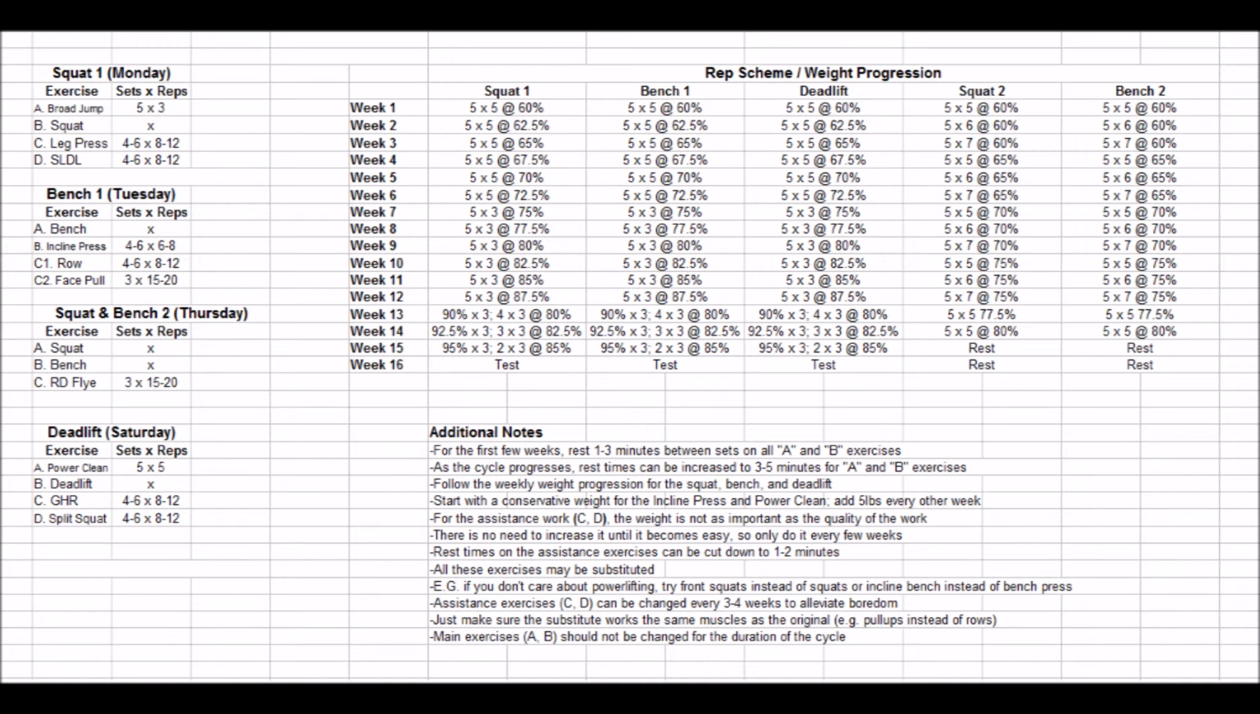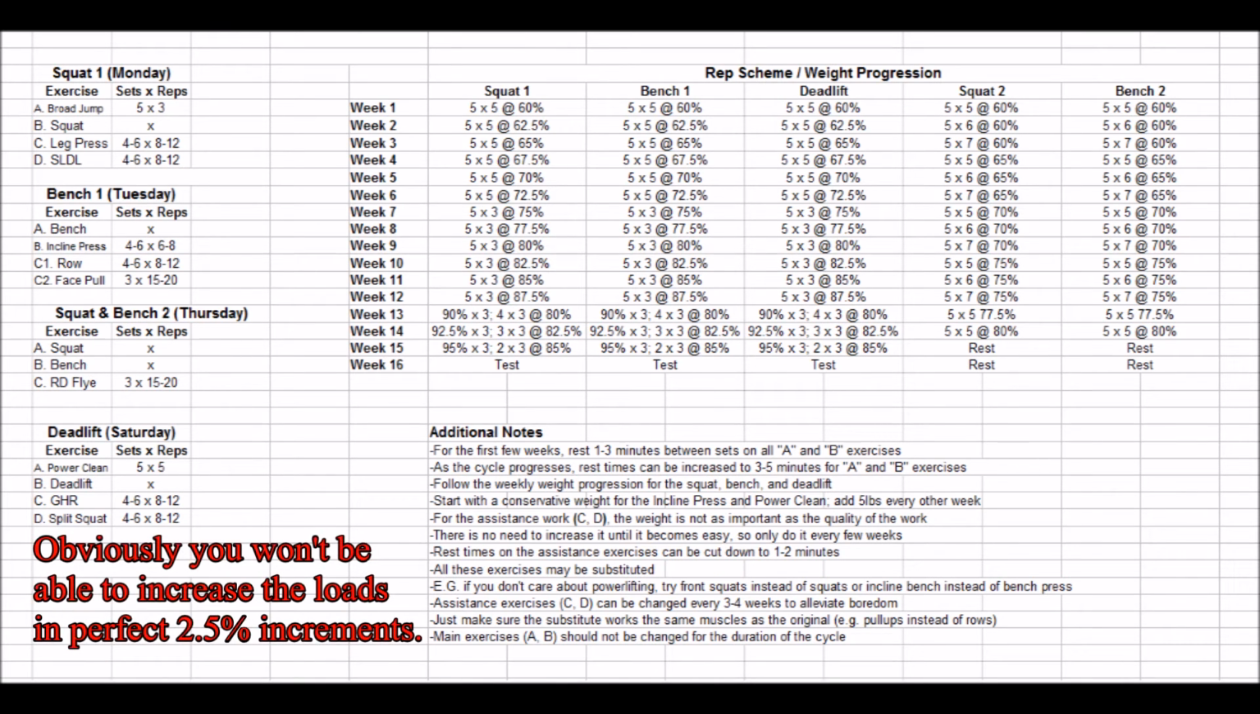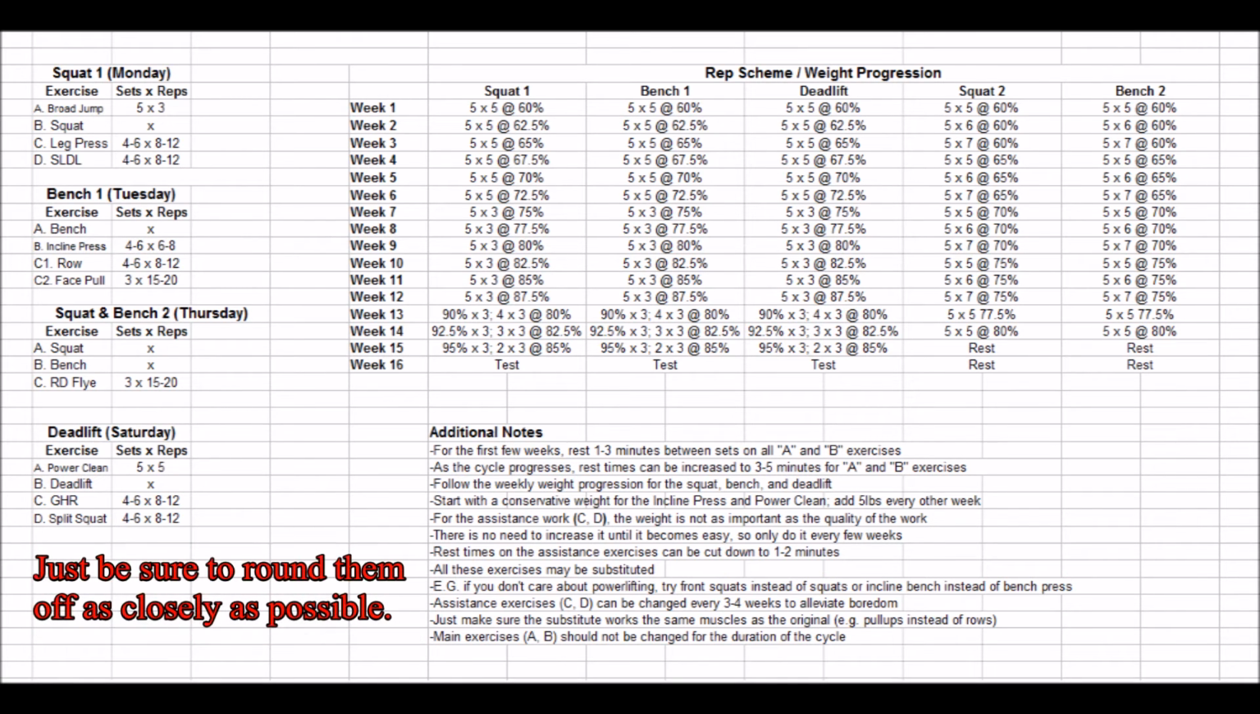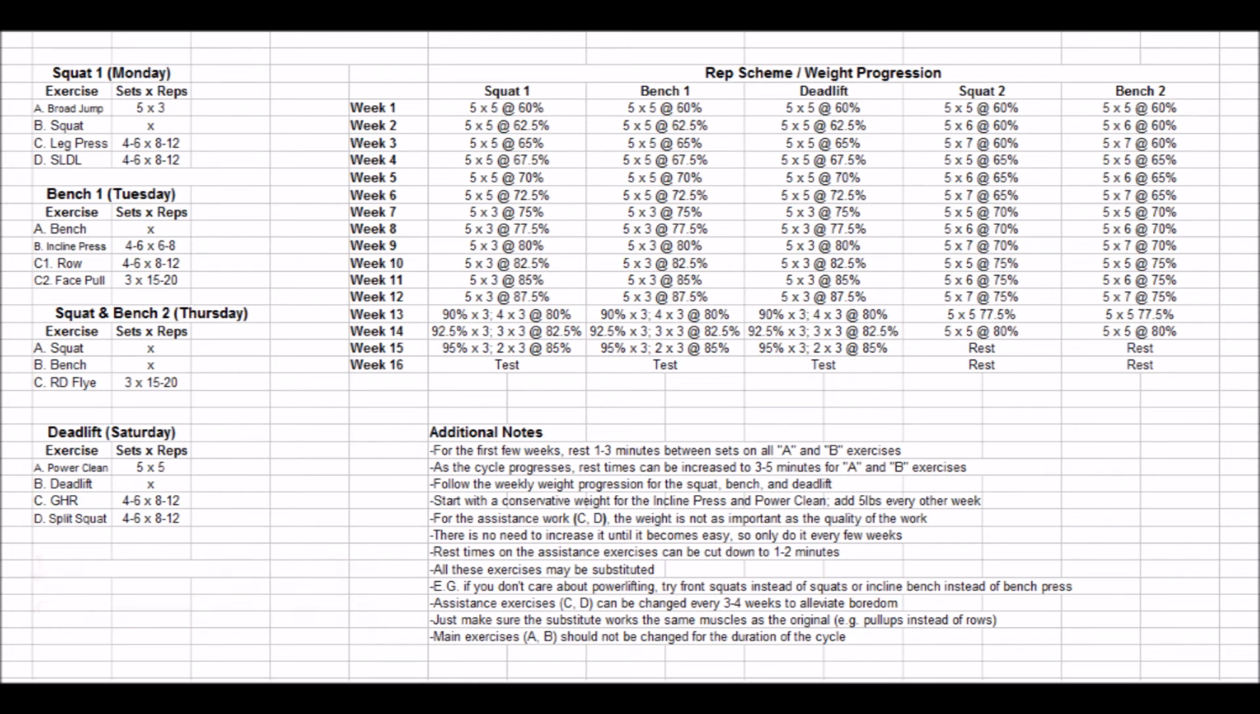From here, we increase the intensity by 2.5% each week and continue with the 5x5 rep scheme up to week 6 of the cycle. Starting in week 7, the intensity will have increased to 75% of 1 rep max, and we drop from 5 sets of 5 reps to 5 sets of 3 reps. We continue in this fashion until week 12, where we hit 5 triples at 87.5%.